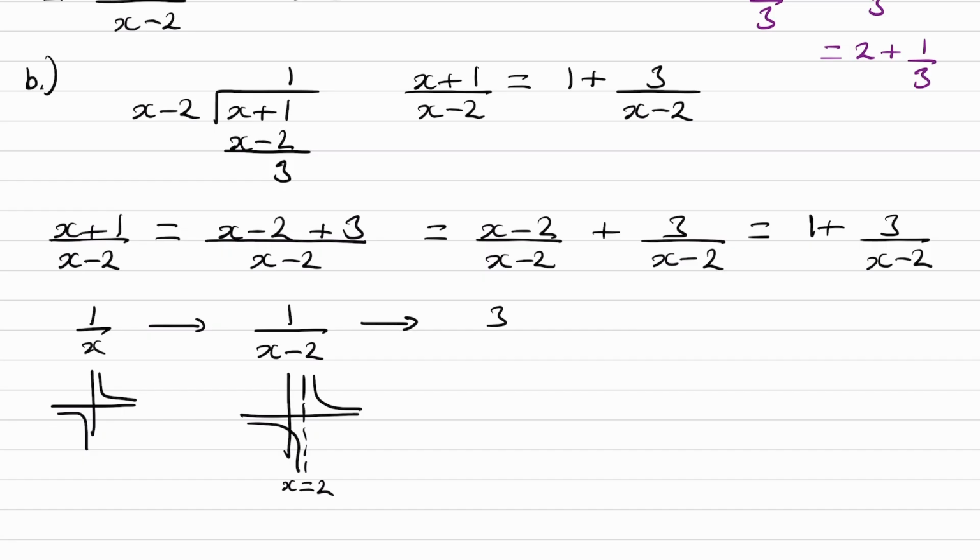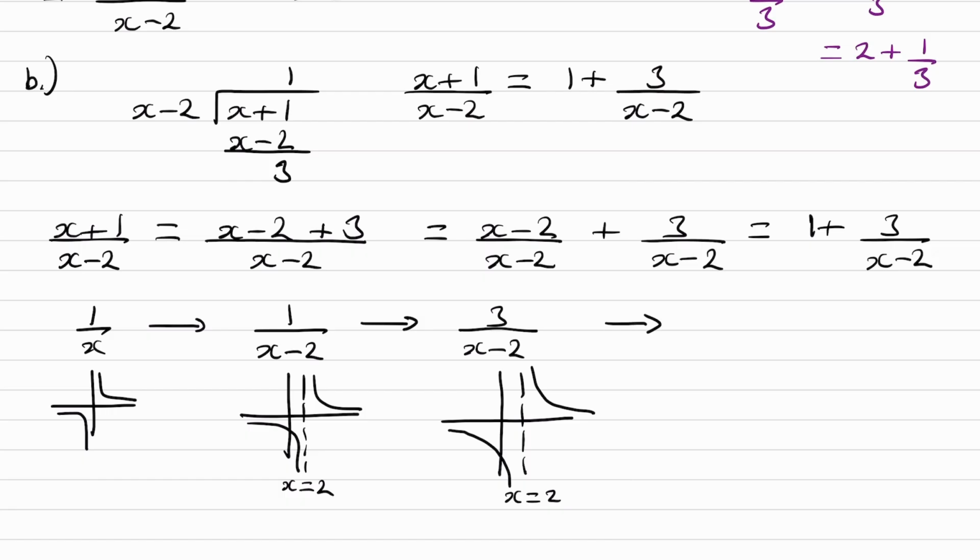Then we have the 3. So we're timesing the fraction by 3. If we multiply the entire fraction by 3, that's affecting the y-coordinates. So basically everything just gets steeper. All the y-coordinates just get multiplied by 3. The graph pretty much looks the same, just a little bit steeper.